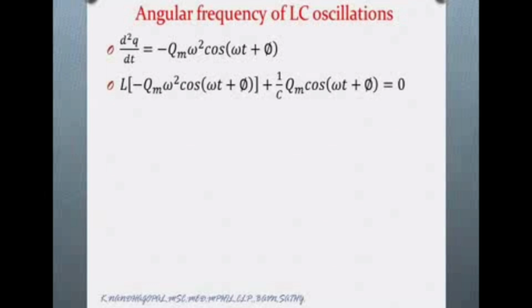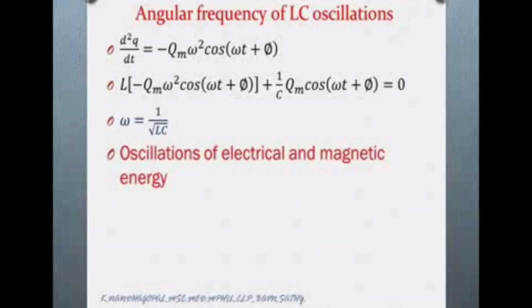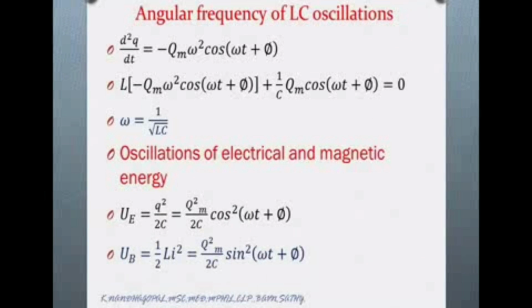In the two equations we found for capacitance and inductance, L is common, so we took it outside. We know that omega equals 1 by root of LC. Substituting that, you will get the oscillating electric and magnetic field. So Q square by 2C. So you can get this equation: Q square by 2C cos square omega t. And B, that is magnetic induction, equals Q square M by 2C sin square omega t plus phi.